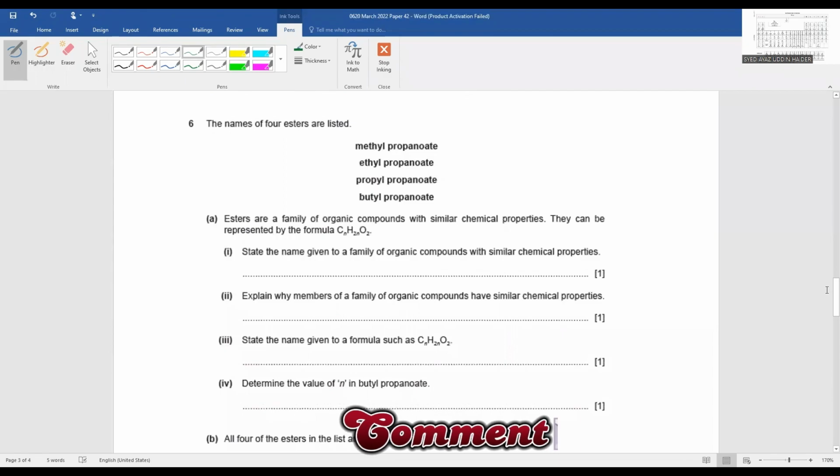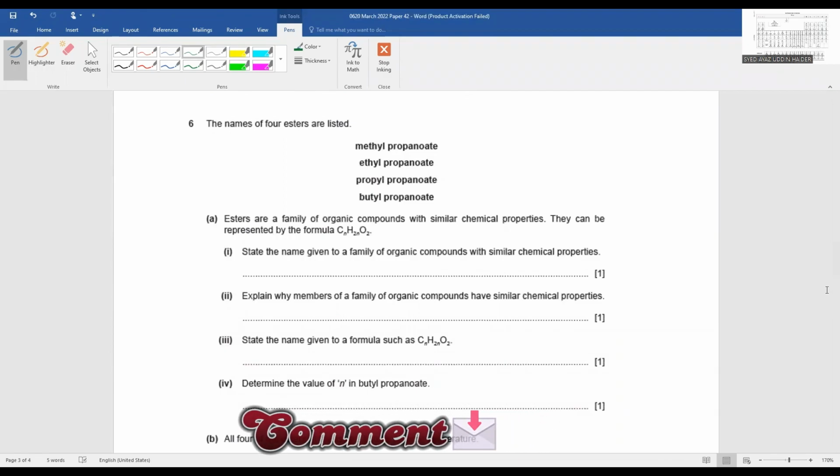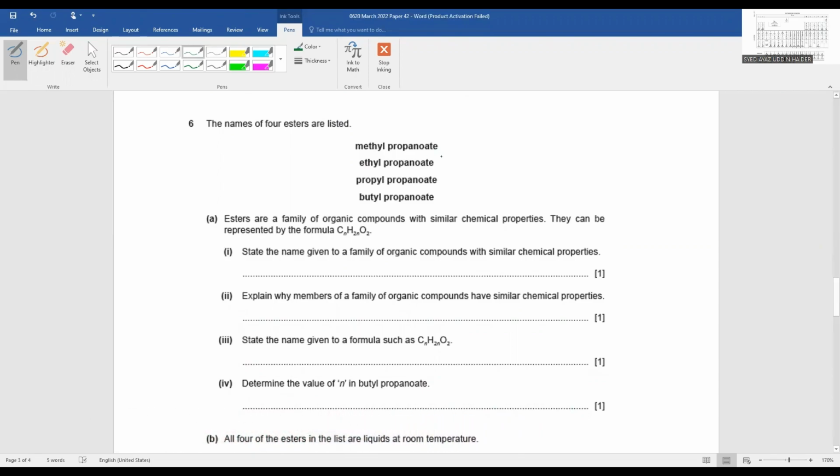The names of 4 esters are listed: methyl propanoate, ethyl propanoate, propyl propanoate, butyl propanoate. Esters are a family of organic compounds with similar chemical properties. They can be represented by the formula CnH2nO2. State the name given to a family of organic compounds with similar chemical properties. The general term used is homologous series.